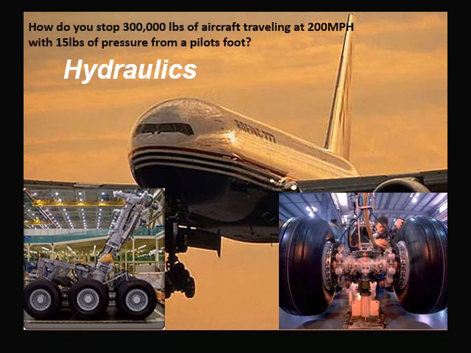How do you stop 300,000 pounds of aircraft? This question highlights the efficiency of hydraulic systems. A small input force, such as 15 pounds from a pilot's foot, can stop a 300,000-pound aircraft using hydraulic principles. This is made possible by Pascal's law and mechanical advantage.